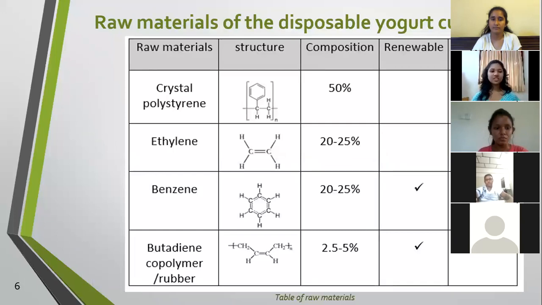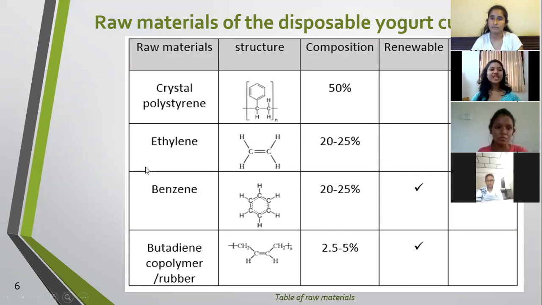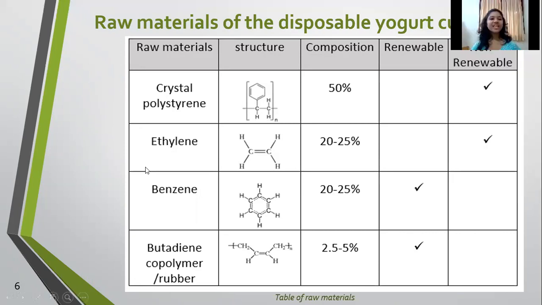Thank you, Rajini. I'm Adapatha ADNU. So we'll talk about the existing disposable yogurt cups. What is it? Well, what is it made of? Let us look into the raw materials. Most yogurt cups in the trade are polystyrene cups. Almost half of the composition is crystal polystyrene and about 25% is ethylene. Both of these are non-renewable. The rest is benzene and rubber, which are renewable and 25% of the whole composition.